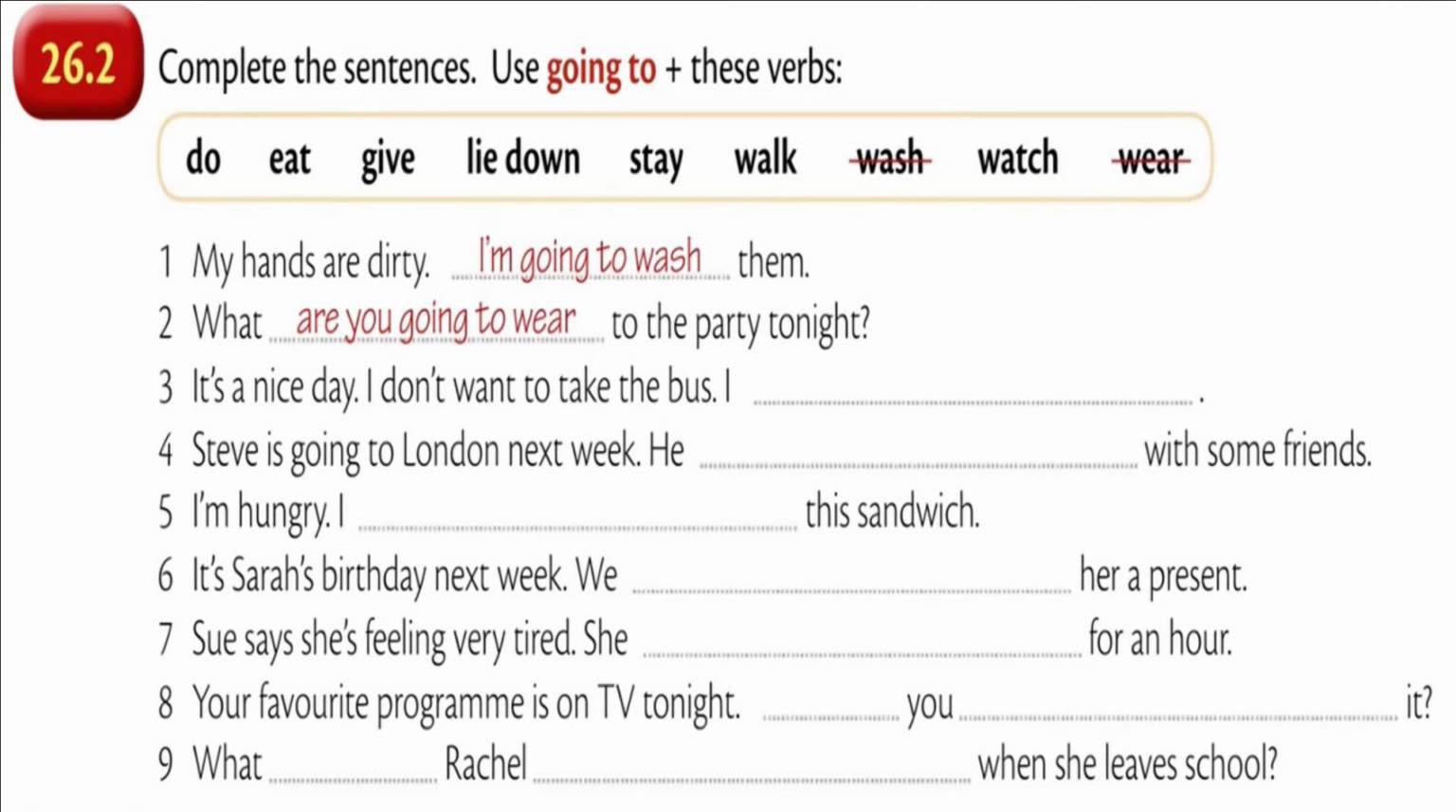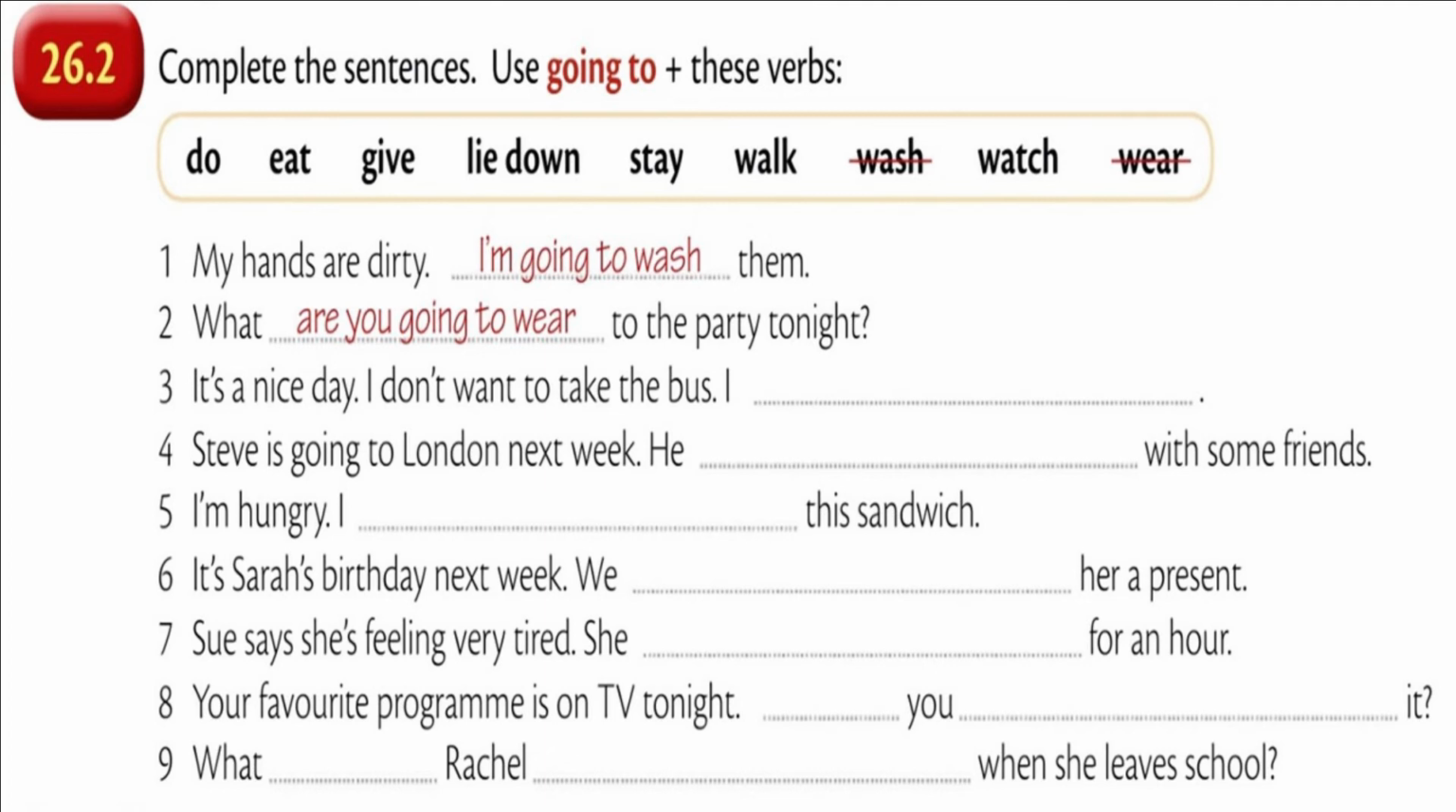26.2. Complete the sentences. Use going to plus these verbs. Do, eat, give, lie down, stay, walk, wash, watch, wear. Number 1. My hands are dirty. I am going to wash them. Number 2. What are you going to wear to the party tonight? Number 3. It's a nice day. I don't want to take the bus. I am going to walk.